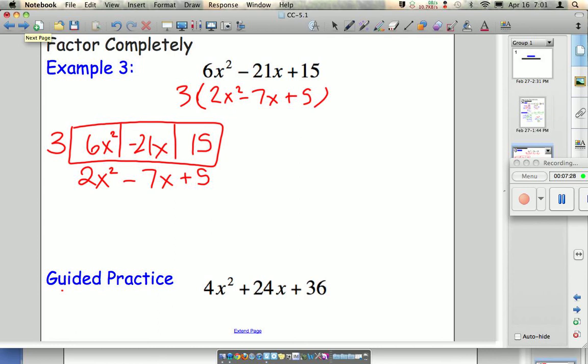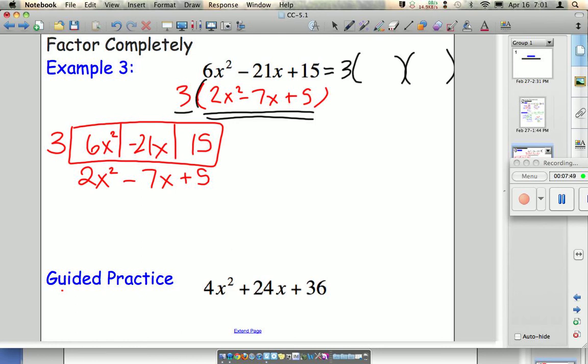That is now factored, but it is not factored completely. It's factored because it's written as a product, 3 times something. But it's not factored completely because maybe this part can be factored further. So my answer is probably going to look like 3 parentheses, parentheses.